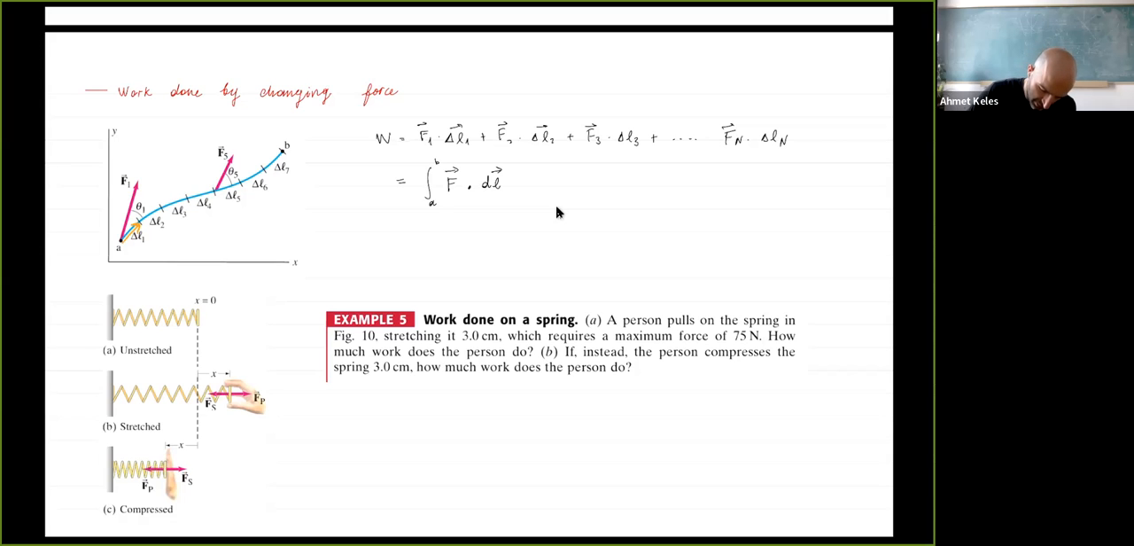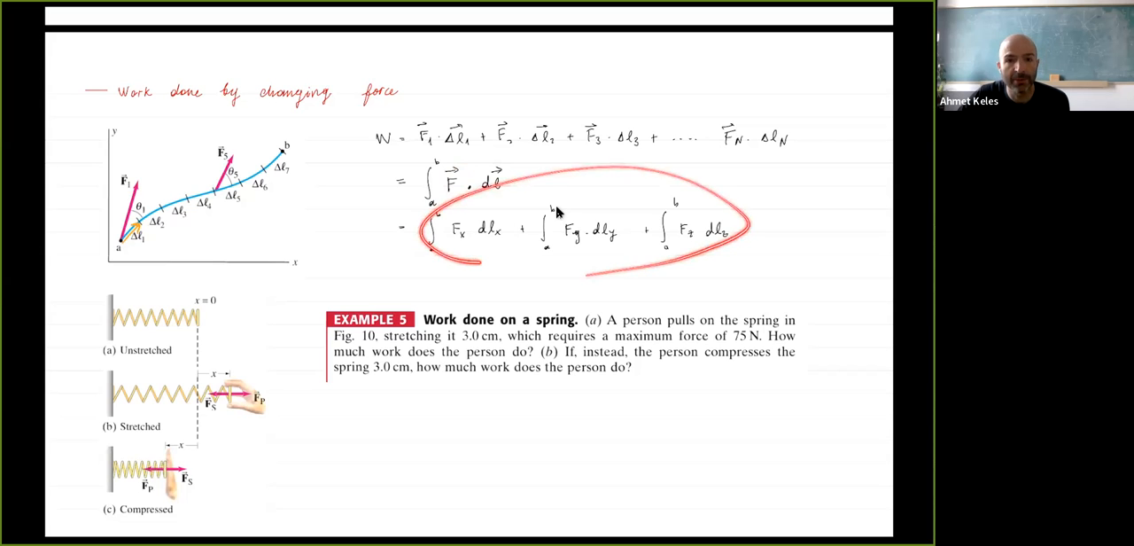Of course, what we learned is to decompose these forces, and I can decompose this integral too. What this integral means is, from A to B, I have some Fx dLx, now there's no vector, plus from A to B, Fy dLy, plus from A to B again, Fz dLz. I had one integral, but since they are vectors, I can calculate it in terms of three different integrals.